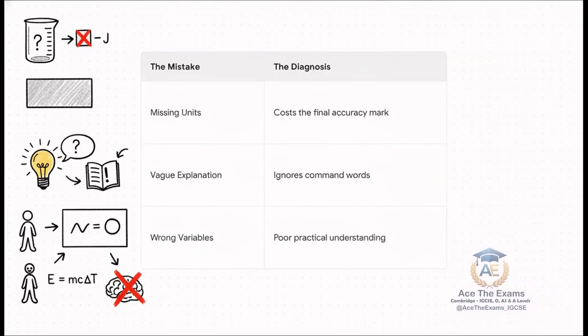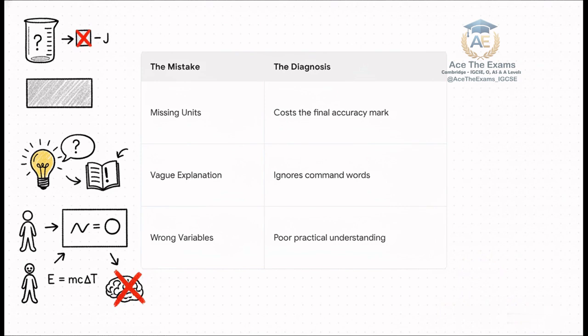First, massive mistake, missing units. They wrote 8400, but 8400 what? Joules? Kilojoules? Leaving units out costs you the final accuracy mark every single time. Second, heated up fast is way too vague. It completely ignores the command word, which probably asks them to explain using actual physics terms. Third, wrong variables. There's no mass or change in temperature clearly stated in their working. They literally just smashed 2 numbers together, which shows the examiner zero practical understanding of the underlying equation.